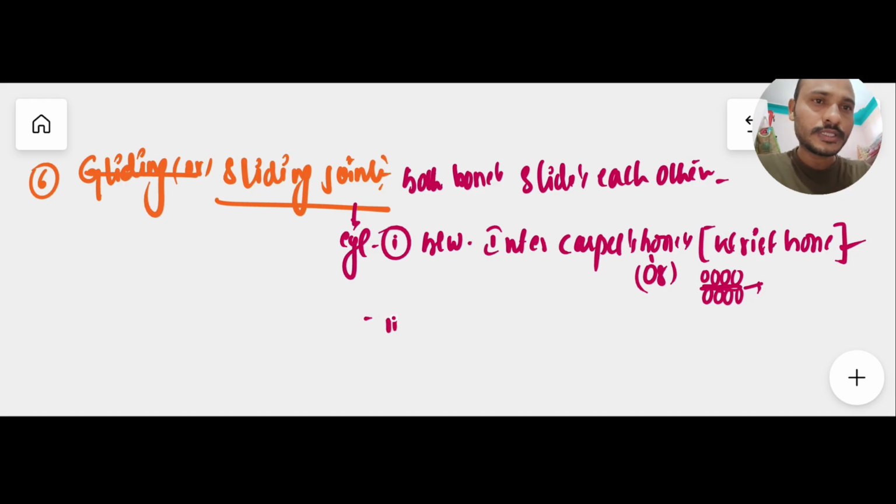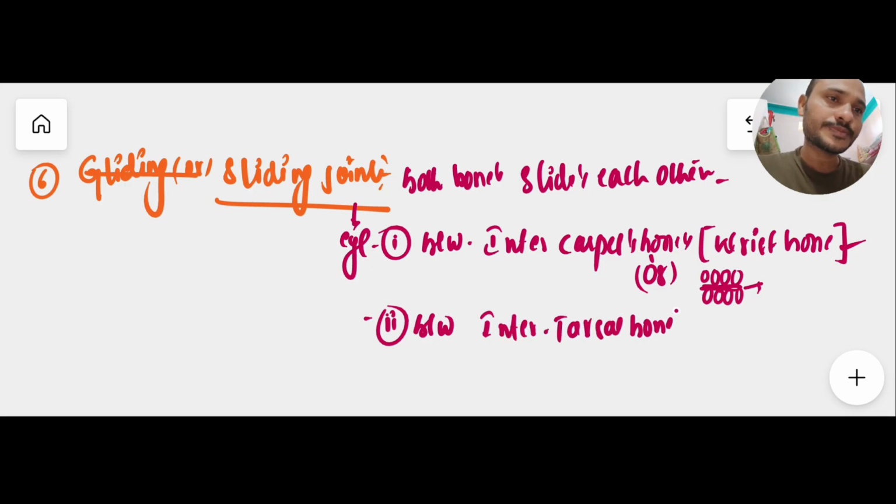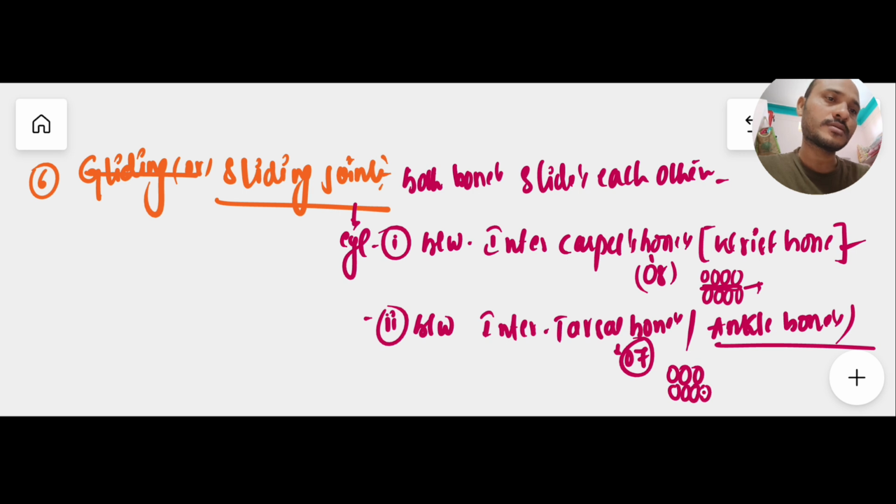And one more area where we can see this sliding joint is between the intertarsal bones. These intertarsal bones we can also call the ankle bones or ankle joints. Here the tarsal bones are only 7, arranged like this. In between these we have a joint. That joint is also called a gliding joint or sliding joint, in the ankle region.